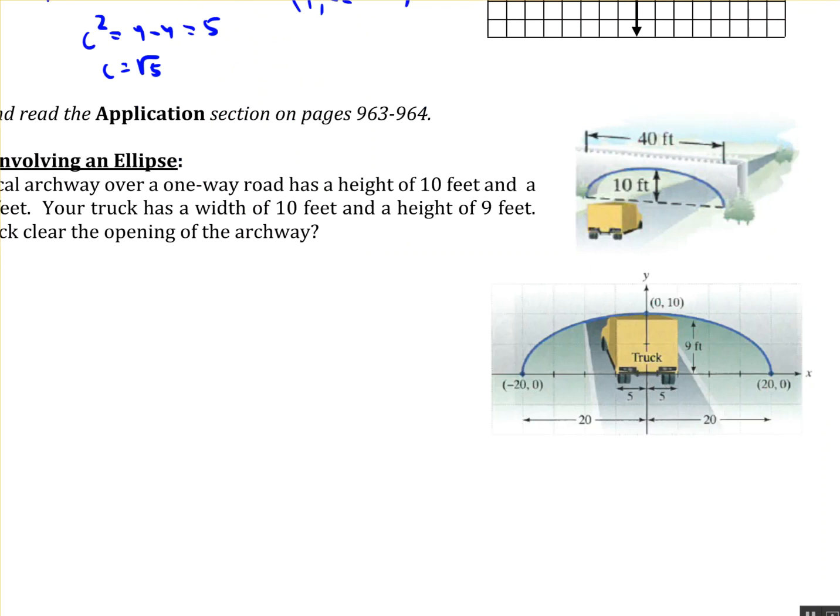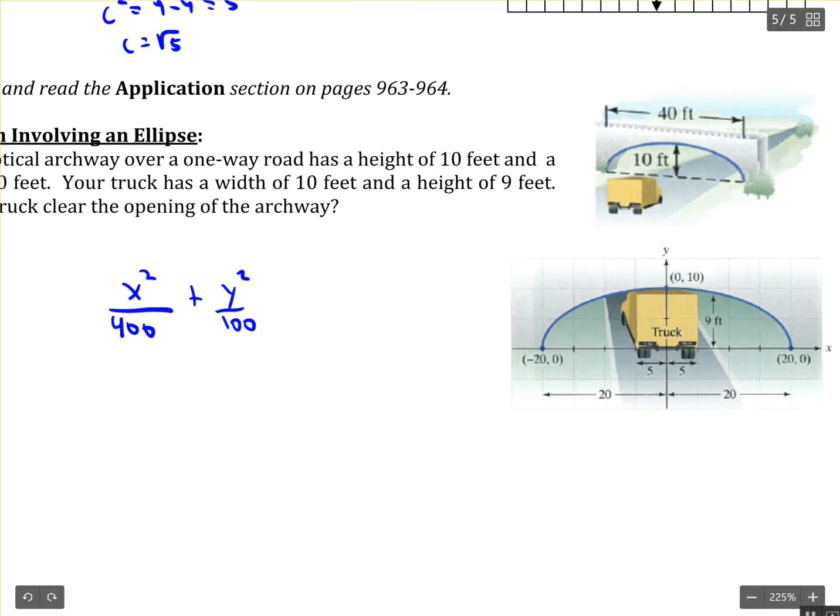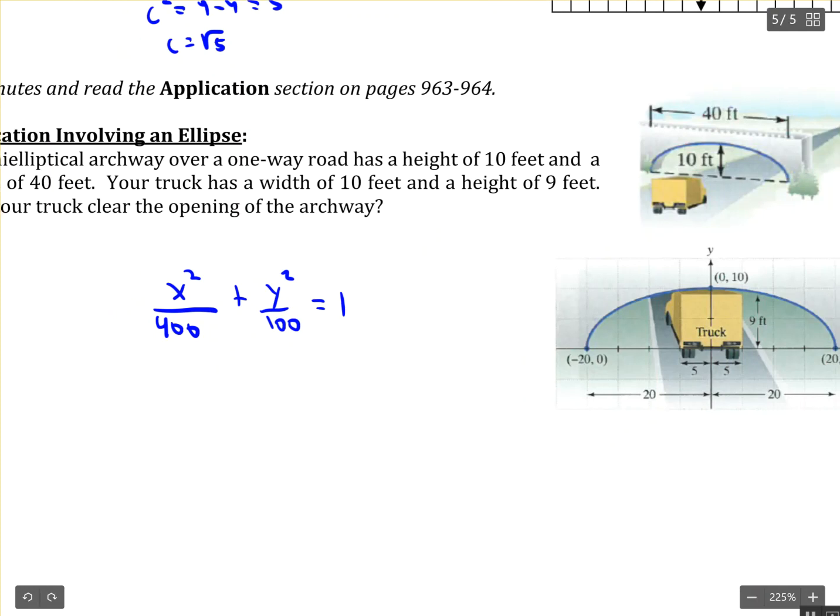So notice we're centered at 0, 0. Notice we're going to have x squared over, so a is 20, right? So I'm going to have over 400 plus y squared over, and that's going to be over 100 because we're going up and down 10. That equals 1. So our truck has a width of 10 feet and a height of 9 feet. So will the truck clear the opening of the archway?